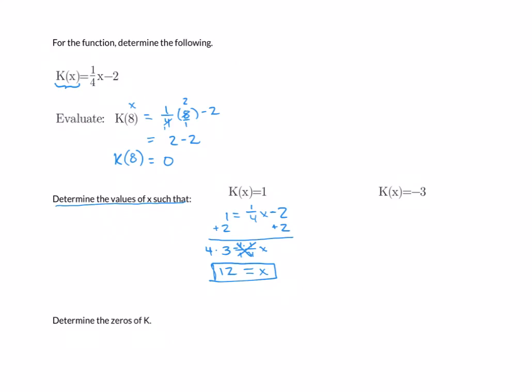All right, let's try one more. Again, same thing. Remember that k of x equals -3. We are looking for x. So I'm going to plug in -3 for the entire k of x. So we get -3 equals 1/4 x minus 2. To solve this, we're going to add 2 to both sides.